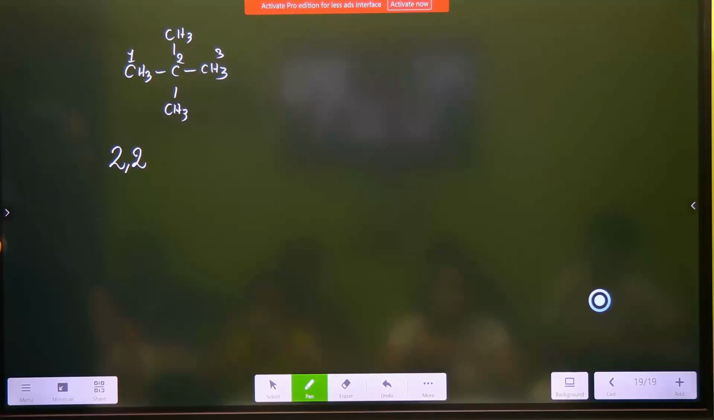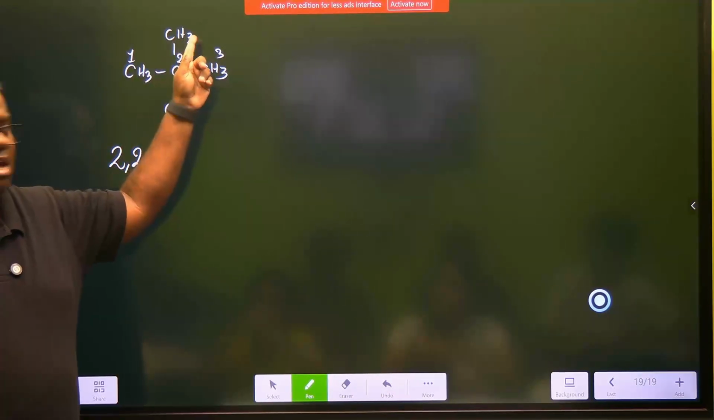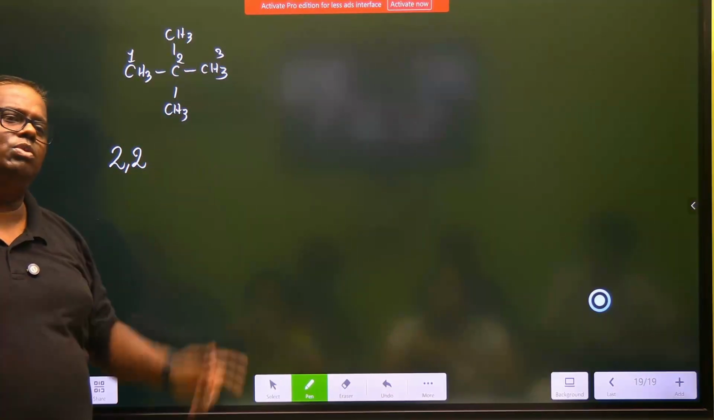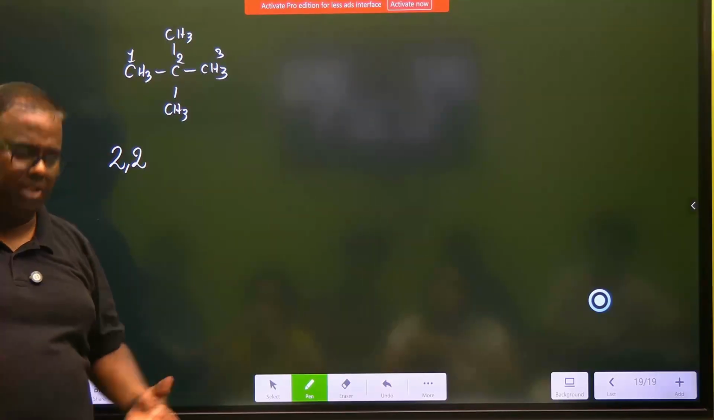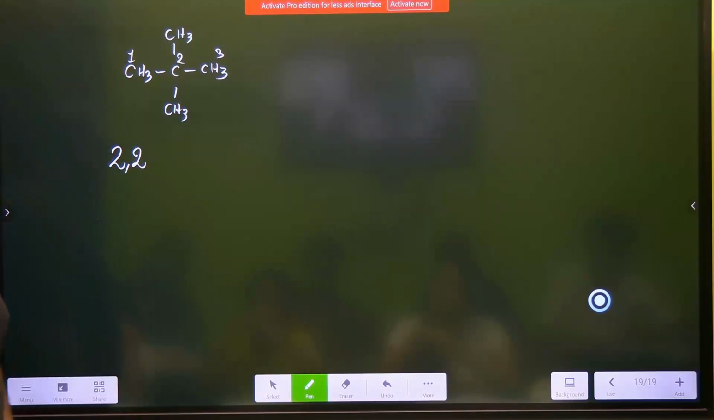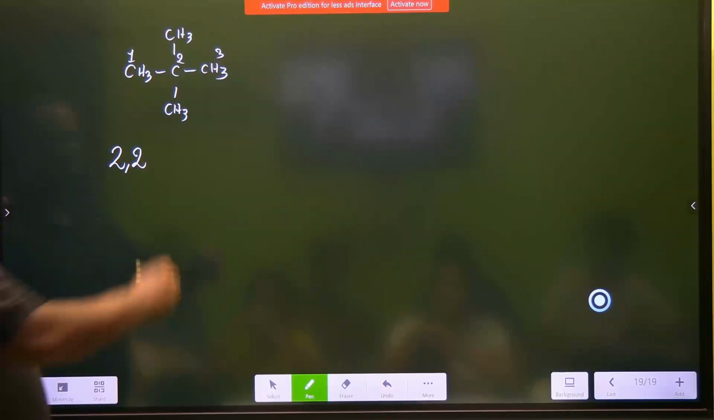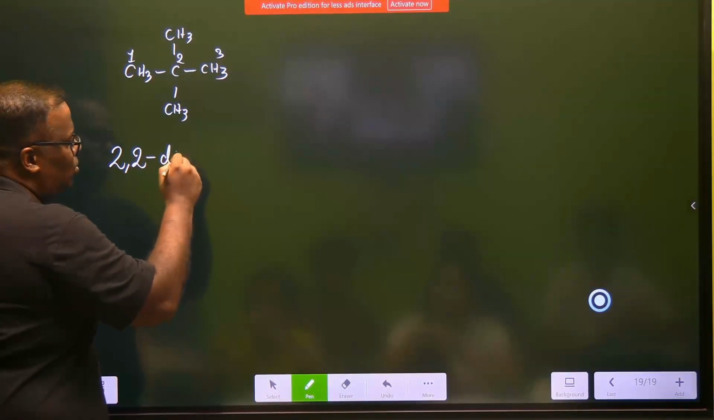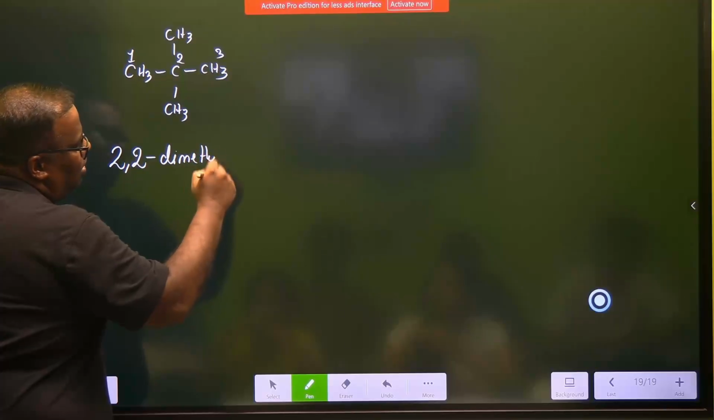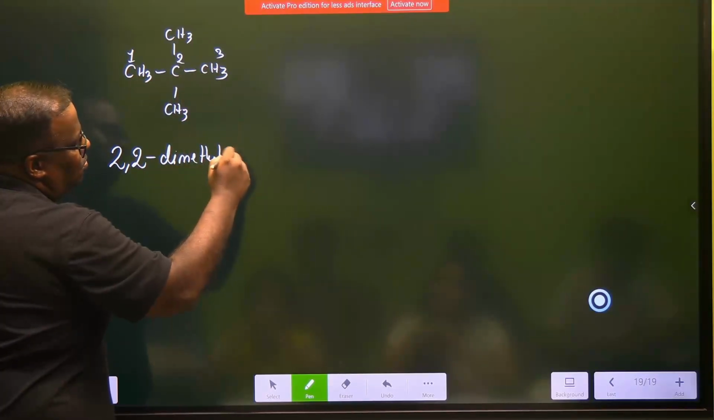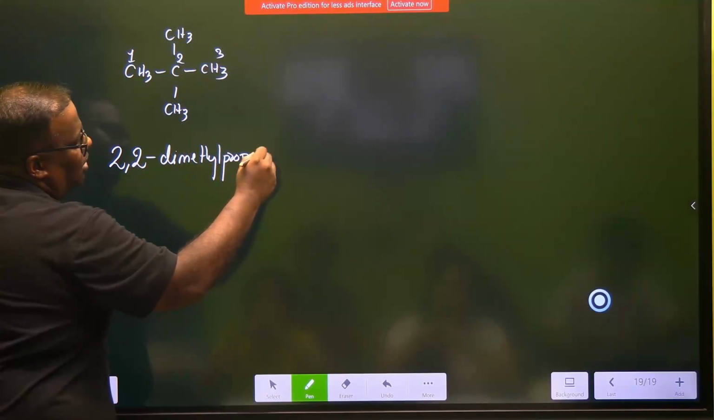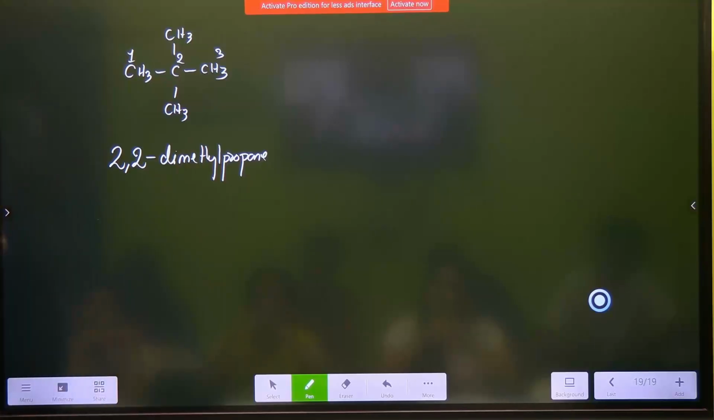So at 2, what is there? Now you will say 2 comma 2 methyl methyl. If you have got 2 of them, you call it what? Very good. So this is 2,2-dimethyl and then propane. 2,2-dimethylpropane.